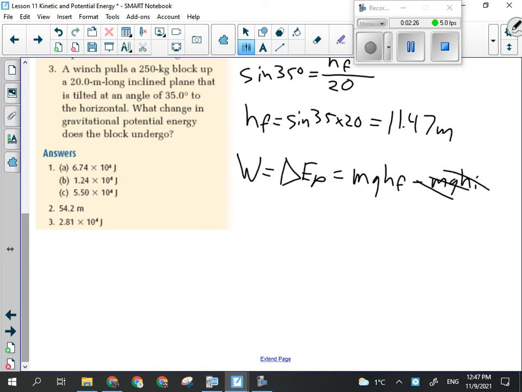Okay, so calculate the work. All I have to do is go 250 times 9.81 times 11.47 meters. Okay, and that should give us our 2.81 times 10 to the 4 joules. Okay, really we just have to recognize what kind of energy is changing, set up work energy theorem to calculate it.